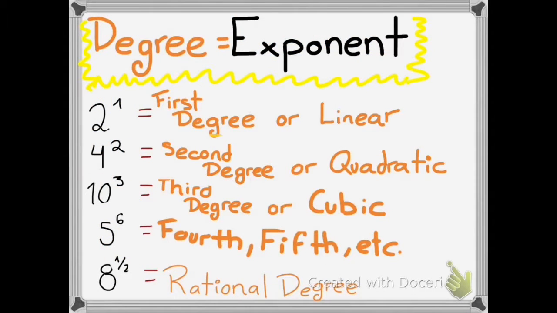Okay, next we have to know what a degree is. A degree is an exponent, it's the same. In here I wrote, if we have 1 as an exponent, it will be called first degree or linear. If we have a 2 as an exponent, it will be second degree or quadratic. And if we have a 3, it will be third degree or cubic. If we have a number that's bigger than 3, it will be 4th, 5th, 6th, 7th, as a number, and it will be called degree. In this case, it will be 6th degree. And in the last one, we have rational degree, because it is not a whole number. In this case, it's 1/2.